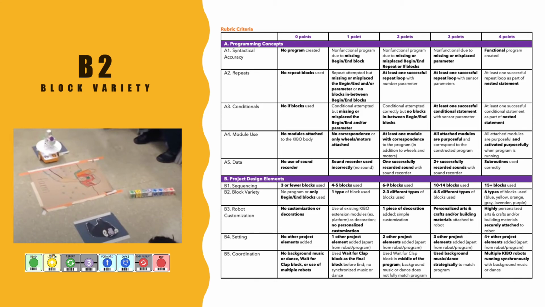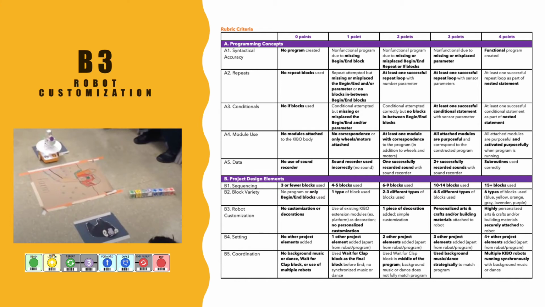The second criterion is block variety, or the types of blocks used apart from the begin and end blocks. In this example, there were 3 different types of blocks: yellow light blocks, gray repeat blocks, and blue motion blocks. So the score for B2 is 2 points.